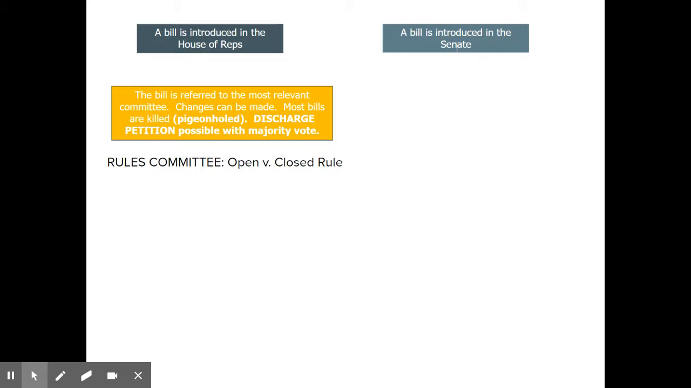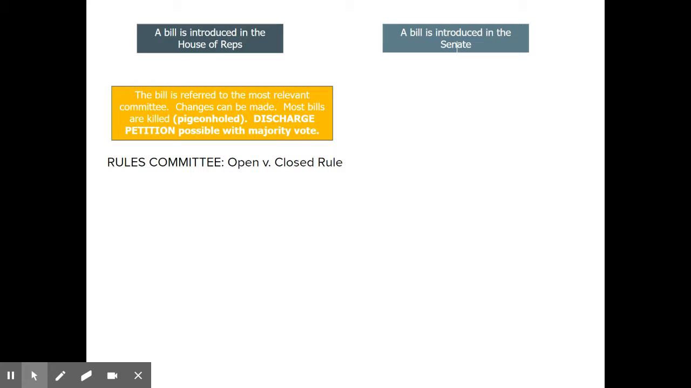One of the things that can happen is that when you propose a bill and it's sent to a committee, you lose control of the bill at that point. That particular committee can generally make changes to the bill. And it's important to note that most bills that are sent to a committee just die in that committee. They never go any further. That's called pigeonholing a bill.